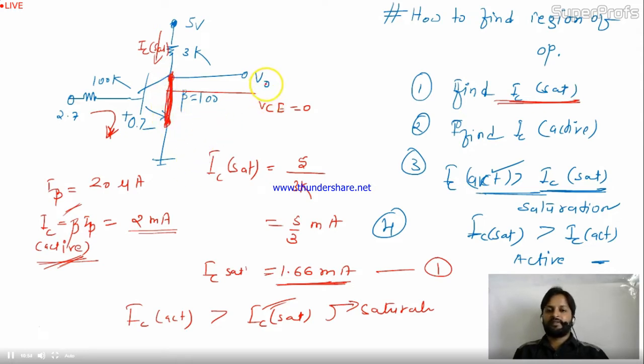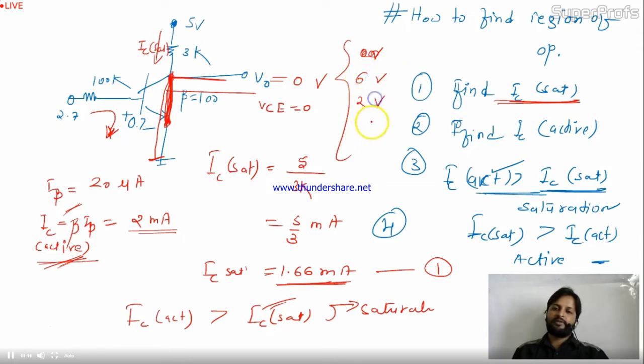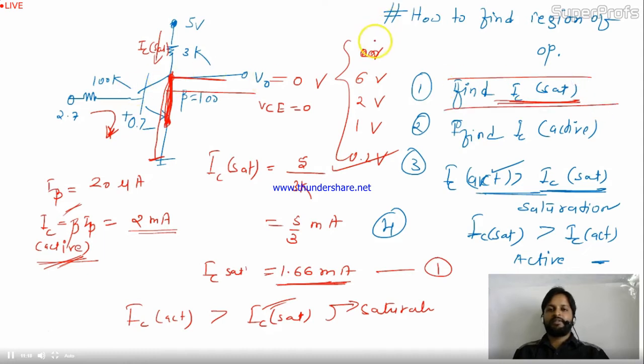Now they're asking what is V0. V0 is now directly connected to ground, so it will be 0 volt. So the option will be 0 volt. If you don't have 0 volt, then you'll be having 0.2 volt in the options. They will give options like 6 volt, 2 volt, 1 volt, 0.2 volt, so you have to mark this. Is it okay? So this is the procedure and steps to find out the region of operation. I hope this is clear to you. Let's come to the next topic.